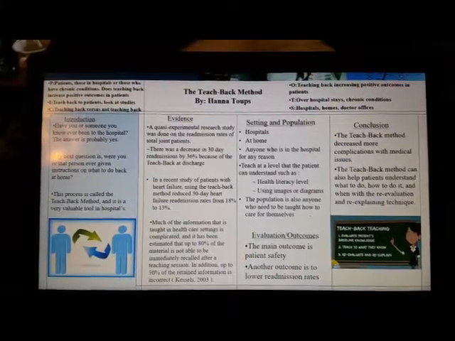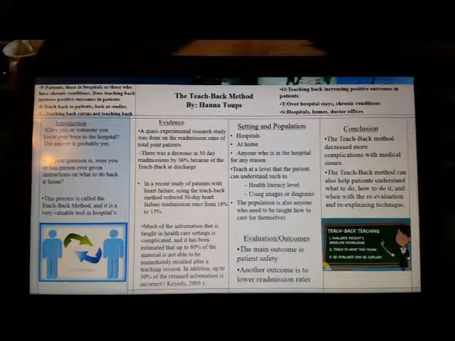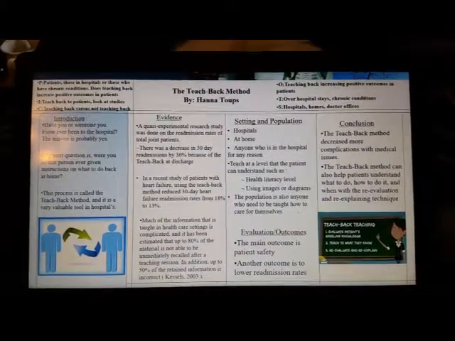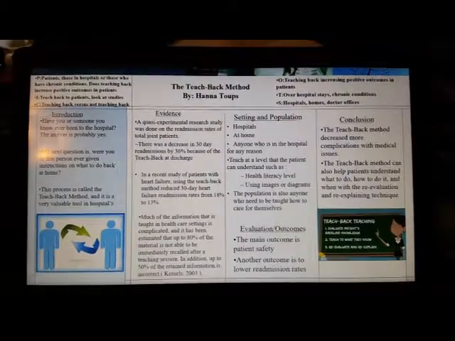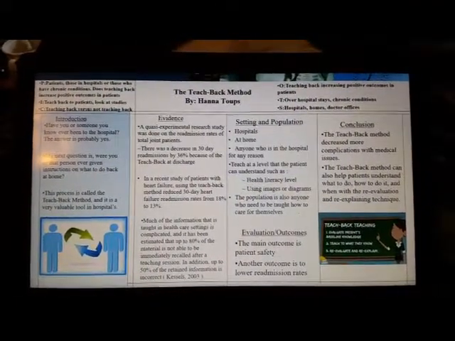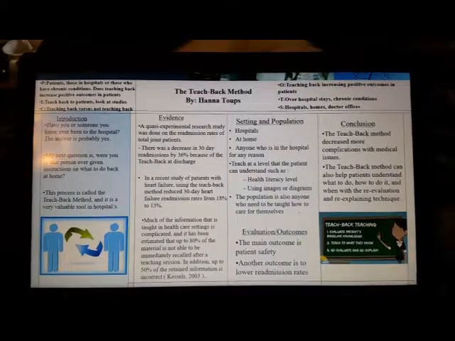The C is teaching back versus not teaching back. O is teaching back increasing positive outcomes in patients. T is over hospital stays or chronic conditions. And S is hospitals, homes, or doctor offices.